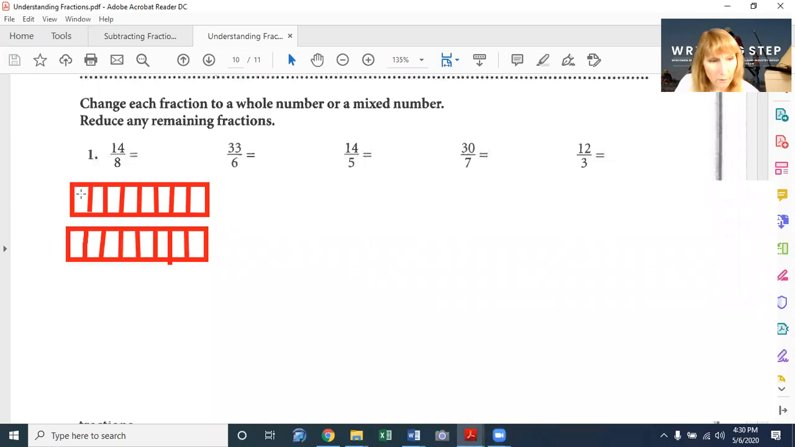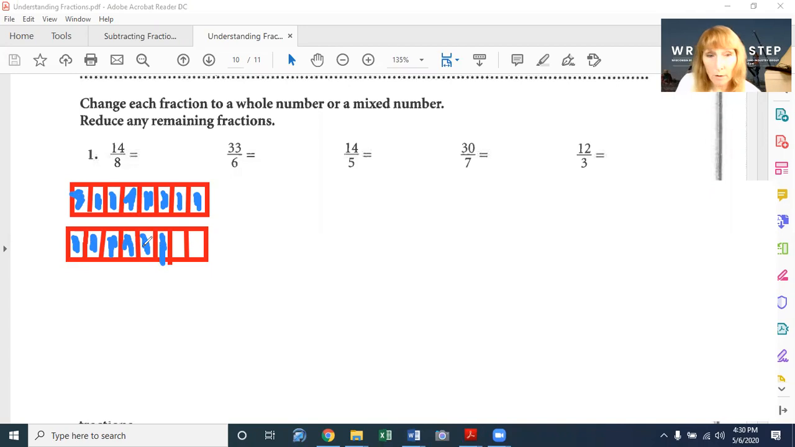So I've got to color in. I want to color that in. Let's see if I can do that. I have eaten 1 piece here, 2 pieces, 3 pieces, 4 pieces, 5 pieces, 6 pieces, 7 pieces, 8 pieces, 9 pieces, 10 pieces, 11 pieces, 12 pieces, 13 pieces, 14 pieces.